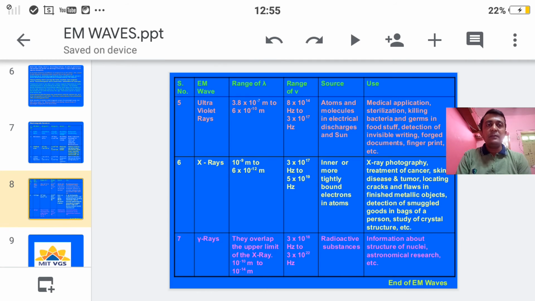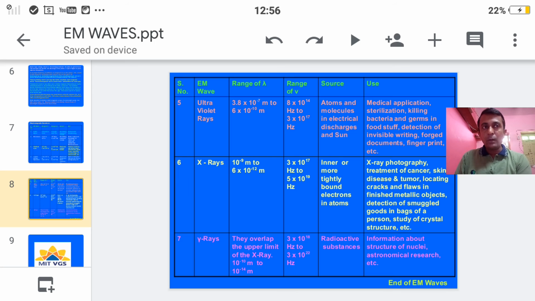The first one is ultraviolet light. Okay, so students, this ultraviolet light was discovered by the scientist Ritter. Remember this name of the scientist, Ritter. The range of this ultraviolet light is 3.8 × 10^-7 meter to 6 × 10^-10 meter. Frequency range is 8 × 10^14 hertz to 3 × 10^17 hertz.